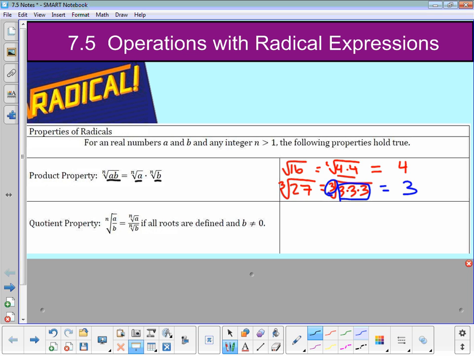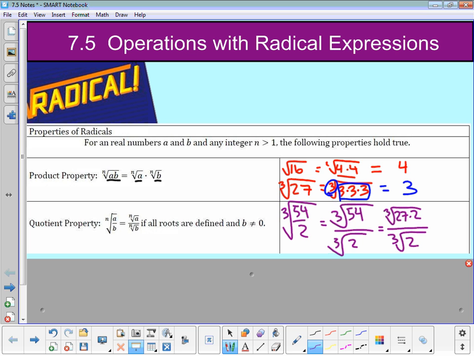So for example, if I had the cube root of 54 over 2, I can say that that's the same thing as the cube root of 54 divided by the cube root of 2. Well, I know that 54 is the same thing as 27 times 2. So here I'm kind of combining those properties because I'm going to break apart that 54. So 27 times 2 and also the cube root of 2 still on the bottom.